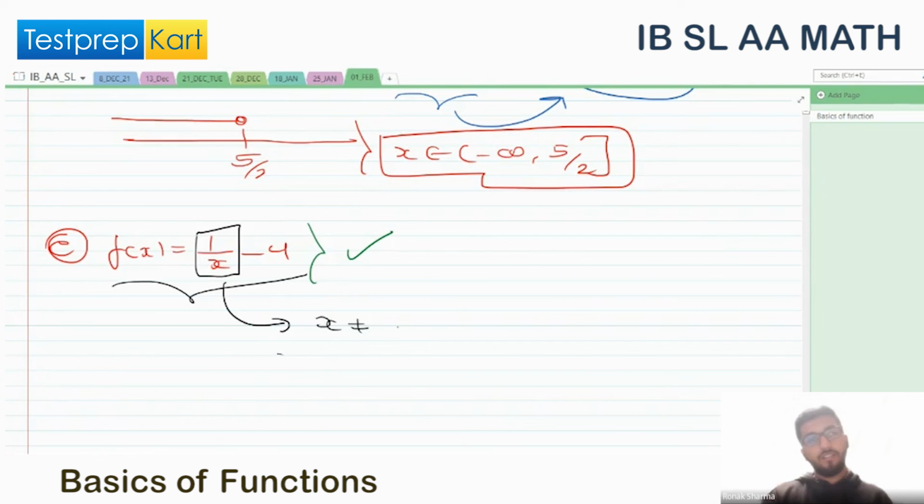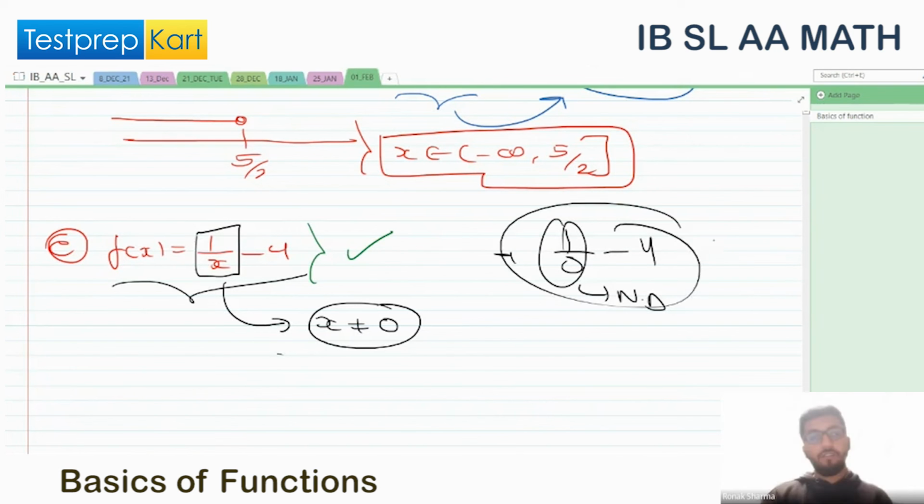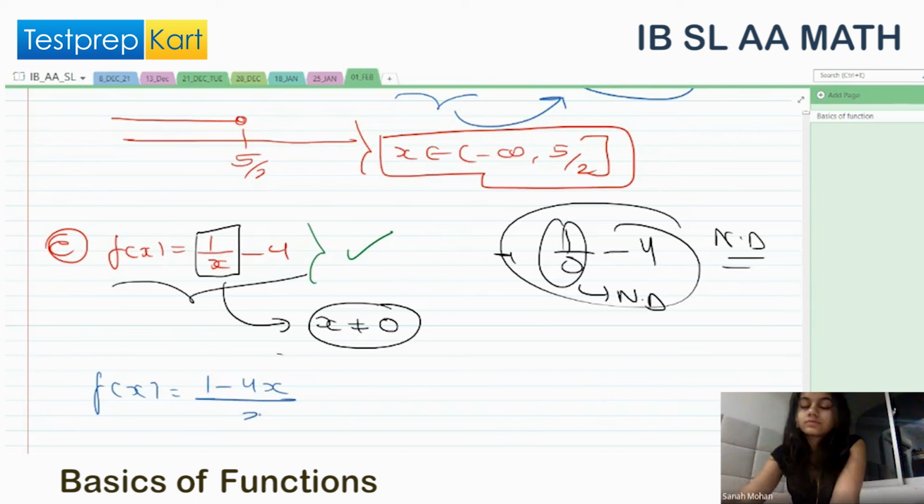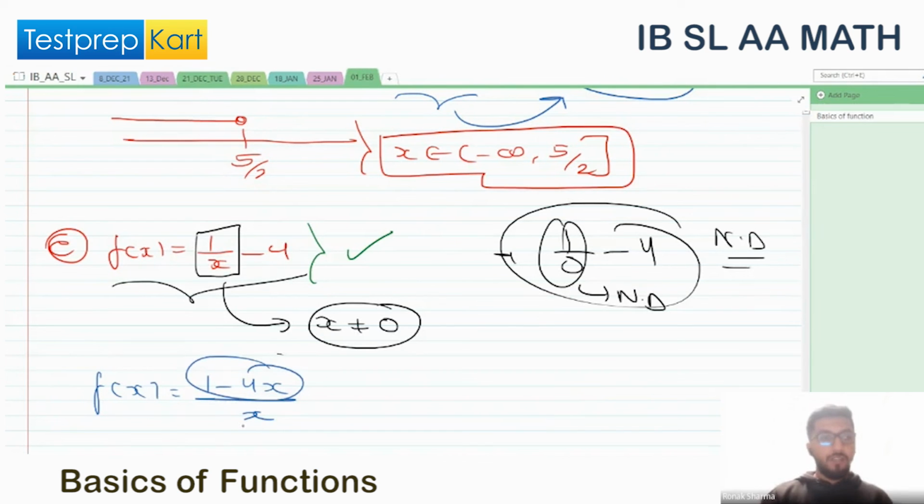Zero only. If you put zero, it will become 1/0 minus 4, which is not defined. So the whole thing will become not defined. Even if you simplify it, it will become (1 minus 4x) by x. Now the numerator will create no problem, but we have x in the denominator, so x should not be zero. So my domain is R minus {0}.